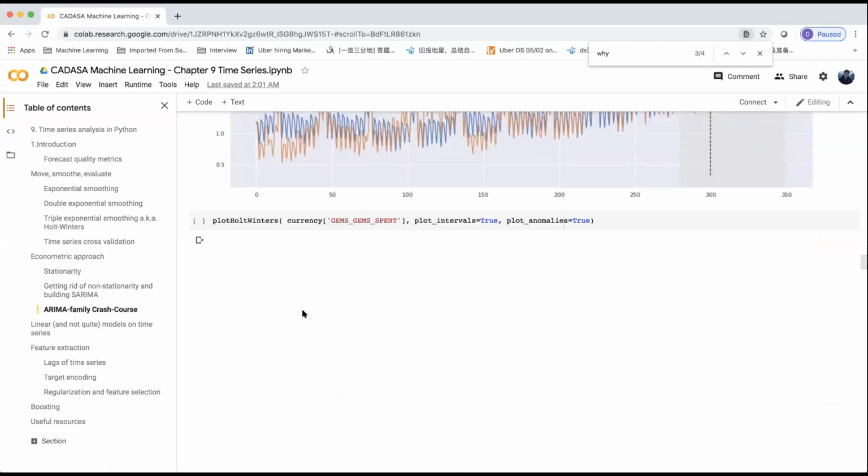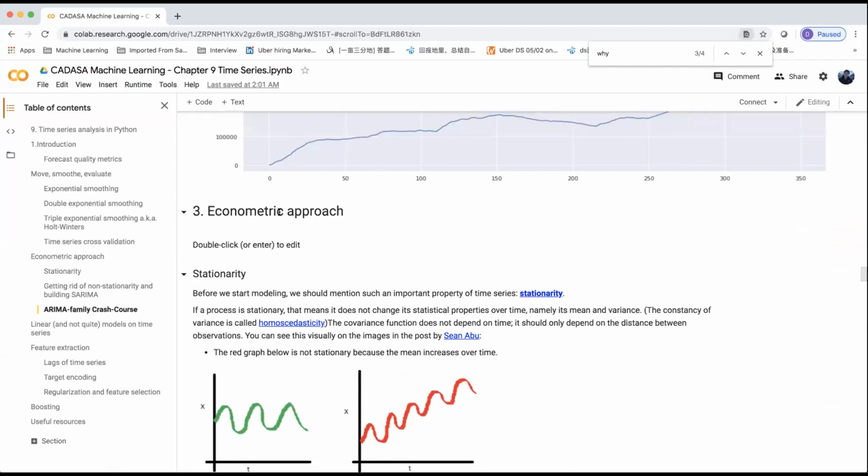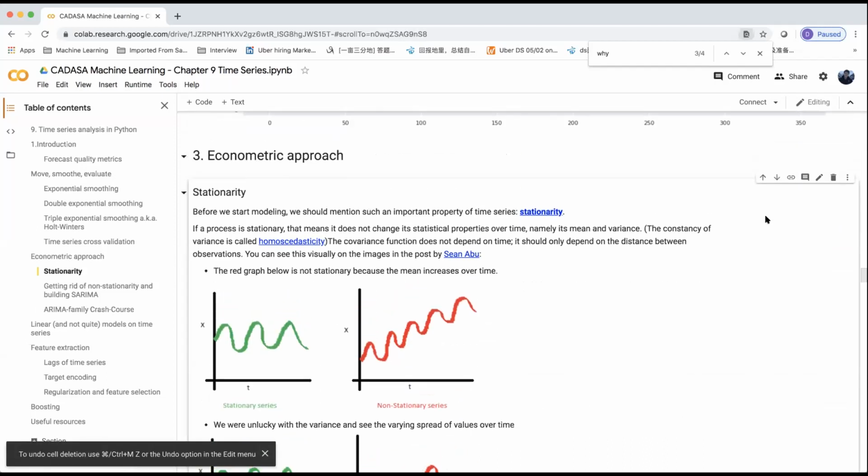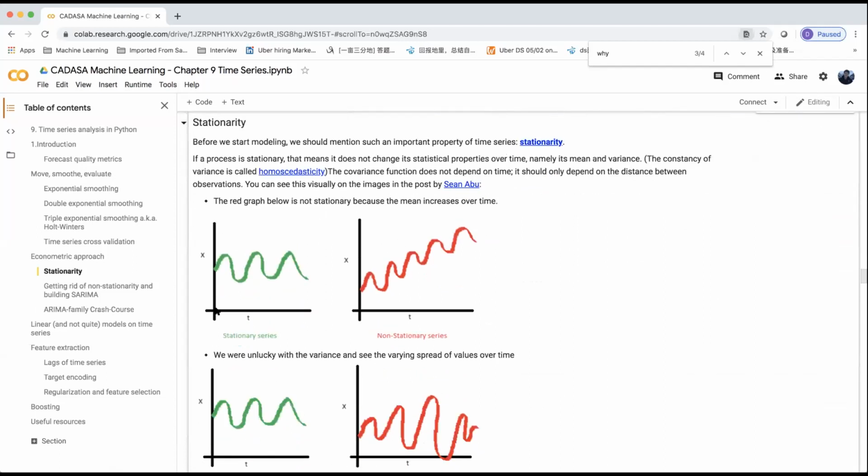Okay. So now I'm going to move to the third part, which is the econometric approach. This part deals with a really, really important problem, which is called stationarity. So what do we mean by stationary? If you look at the graph here, this graph is called stationary, and this graph is called non-stationary. What's the difference between the two? As you can see, this graph seems like the mean, the average, is always on this horizontal line. But for that one, the mean is increasing all the time.